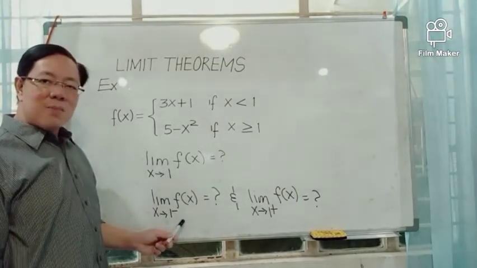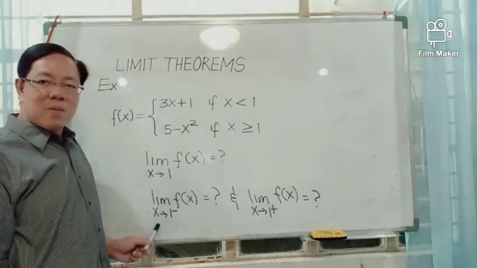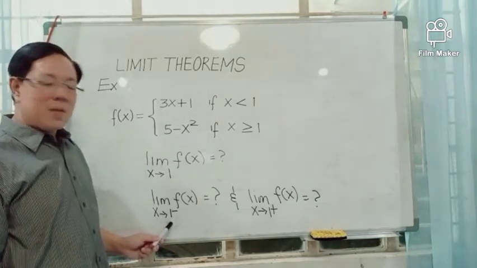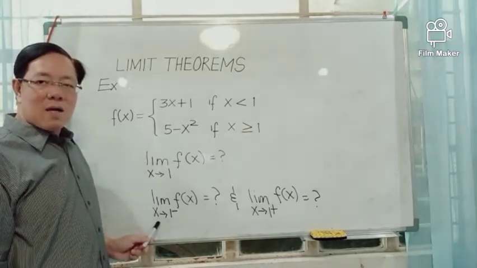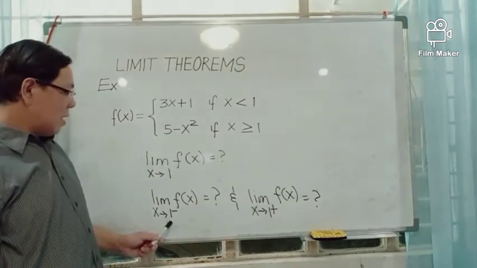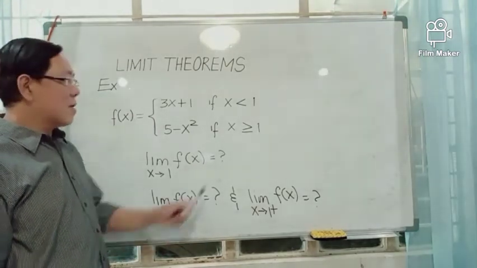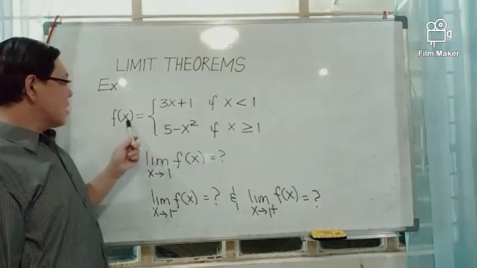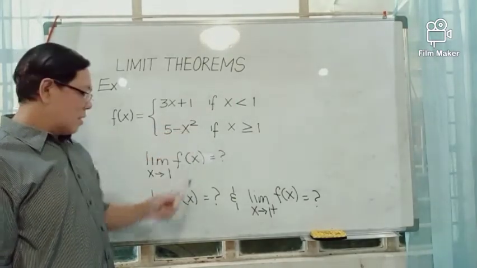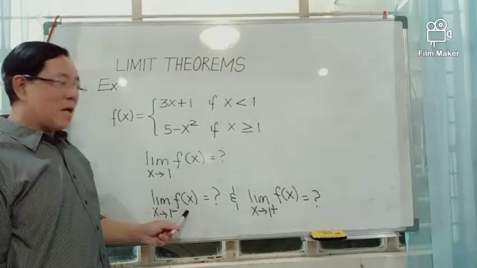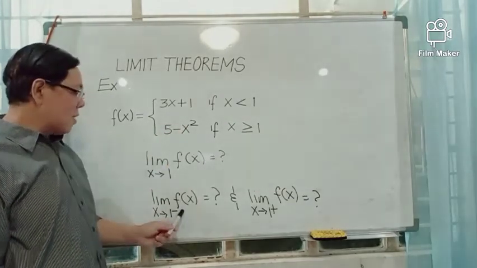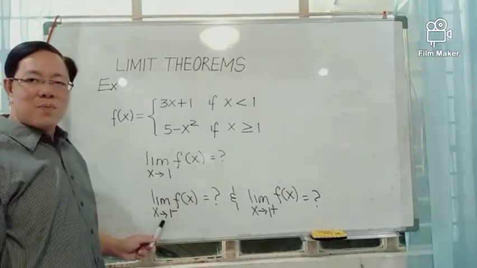For the left-hand limit, the limit of f of x as x approaches 1 from the left, this means that the values of the independent variable x are approaching positive 1 from the left, or the values of x are those numbers that are less than 1. And for the values of x that are less than 1, the function value is given by 3x plus 1. And we substitute 3x plus 1 into this to find the limit of f of x as x approaches 1 from the left.